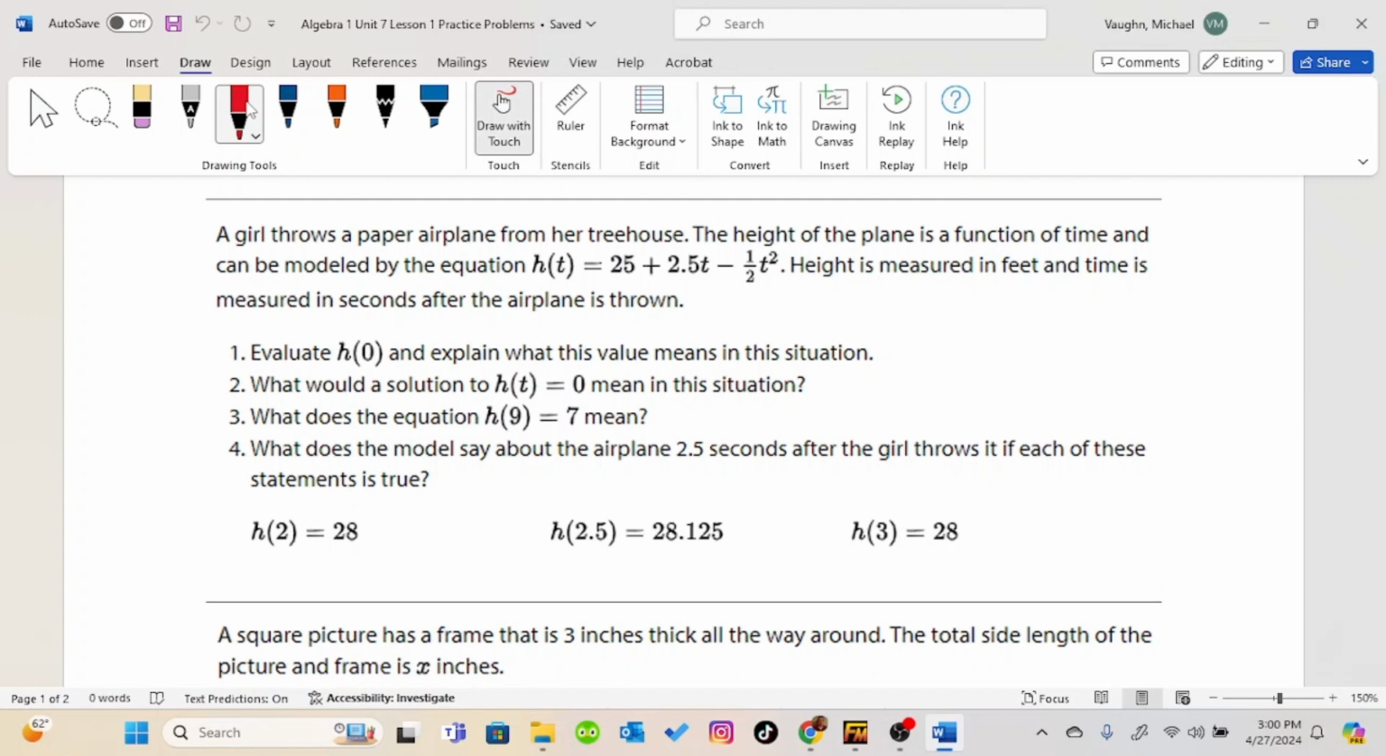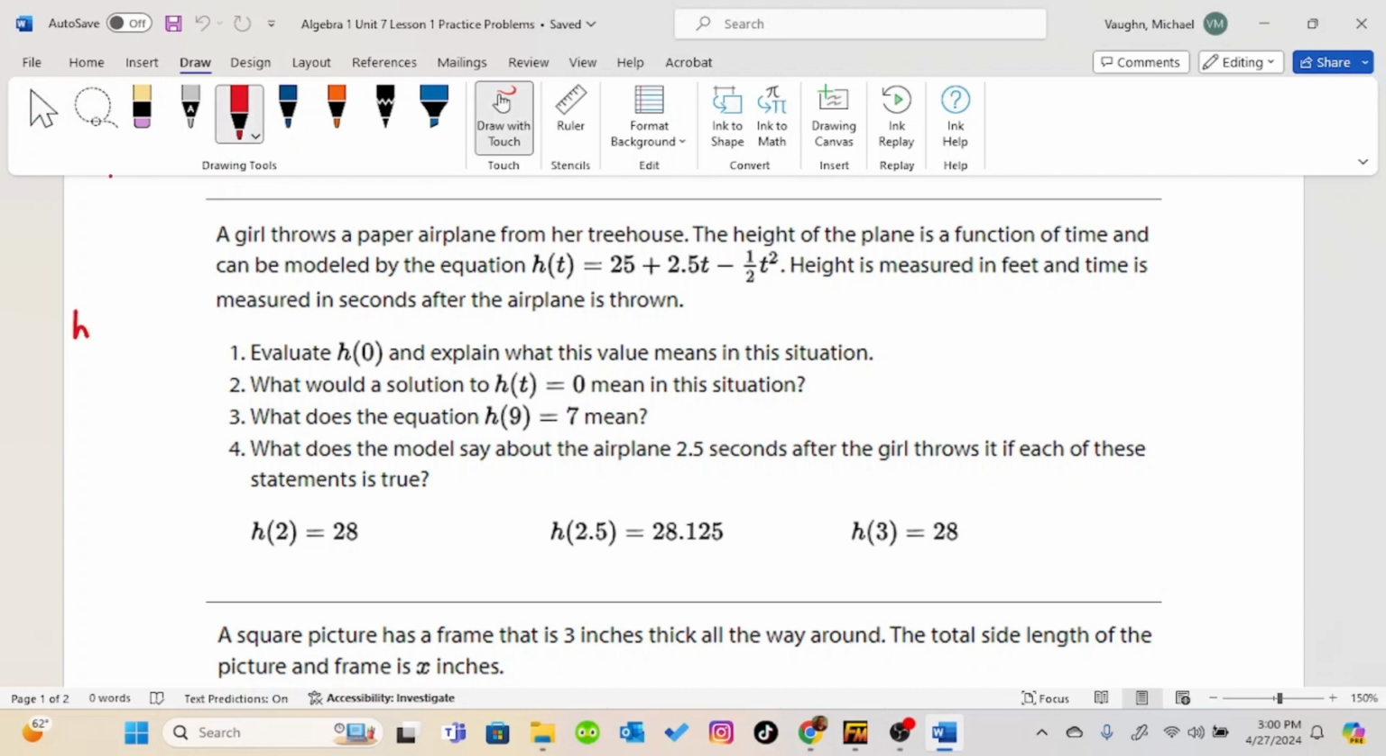A girl throws a paper airplane from her treehouse. The height of the plane is a function of time and can be modeled by the equation h of t equals 25 plus 2.5t minus 1/2 t squared. Height is measured in feet and time is measured in seconds after the airplane is thrown. Evaluate h of 0 and explain what this value means in this situation.